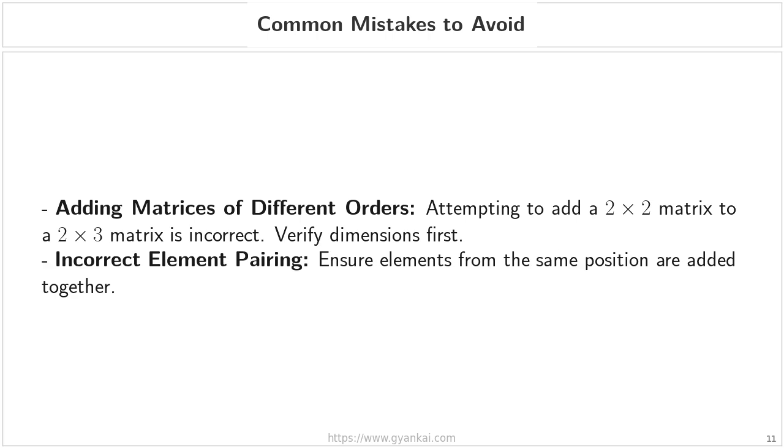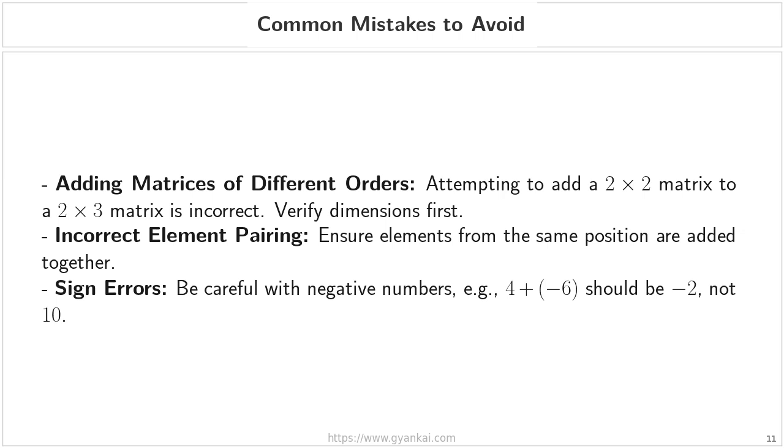Secondly, be careful with element pairing. As we saw in our step-by-step execution, matrix addition is strictly element-wise. You must ensure that you are adding elements that occupy the exact same position, the same row and column, in both matrices. Misaligning these pairs will lead to an incorrect final matrix.